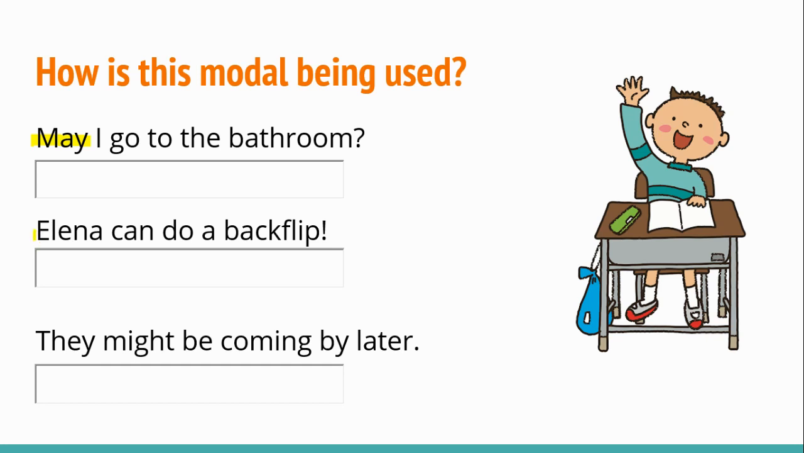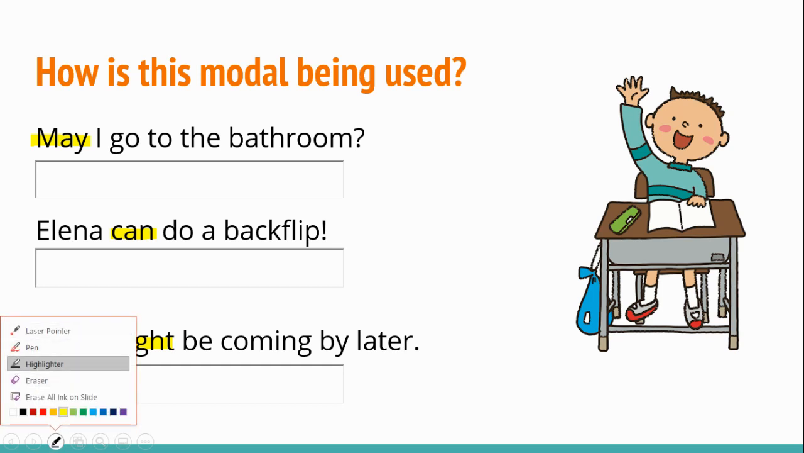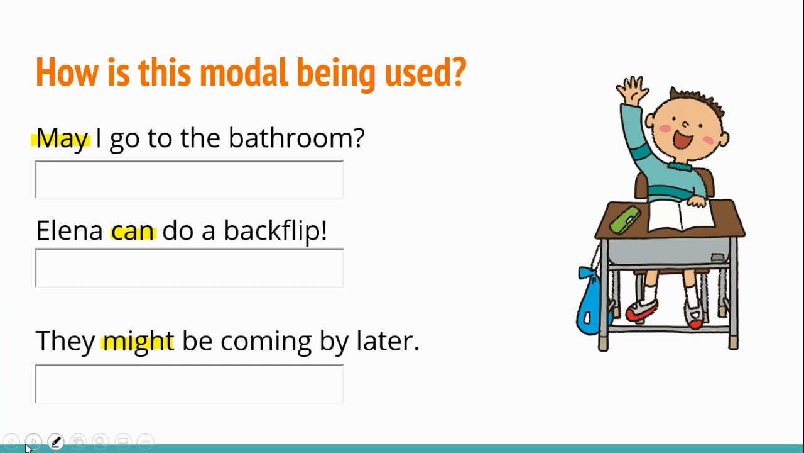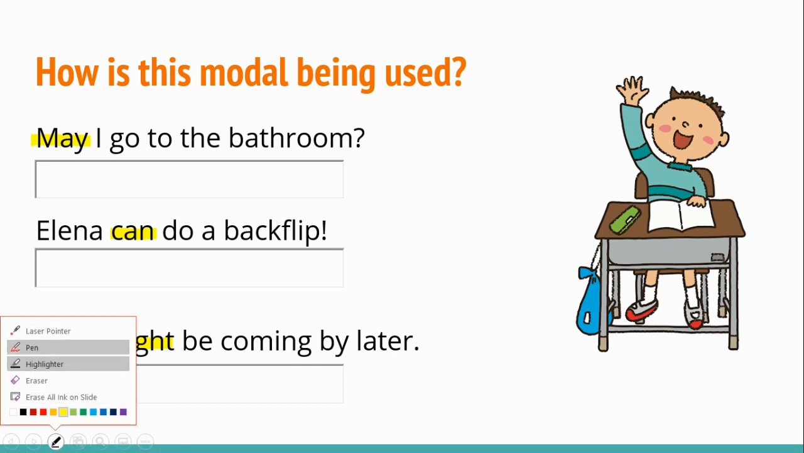Next, we have Elena can do a backflip. Can is our modal in this sentence. Finally, we have they might be coming by later. Might is our modal. So let's go back through these examples and see if we can figure out exactly what our purposes are here.